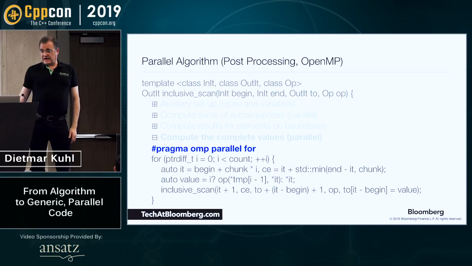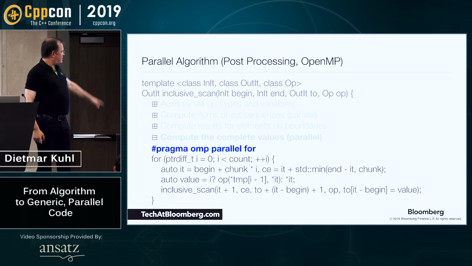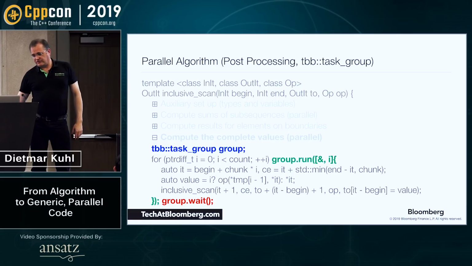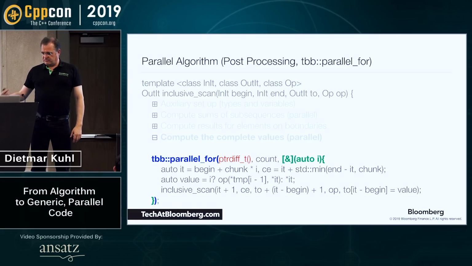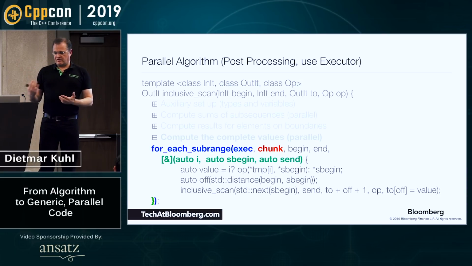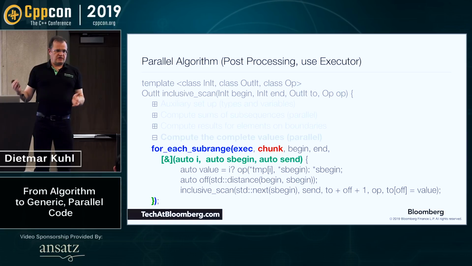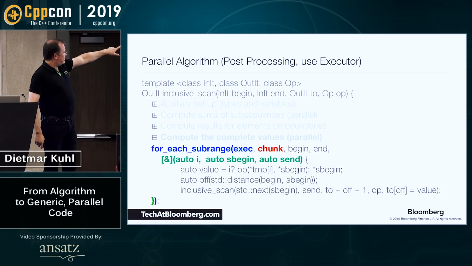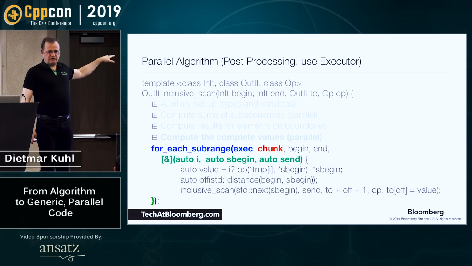And then again, making that parallel, because that is now a loop, we can make it parallel with OpenMP, or with task groups, or with parallel for, or again, although this becomes a little bit more complicated, with the for each subrange. And the for each subrange would basically execute things. And there's something in there which I didn't mention before. I basically pretend I know what an executor is.